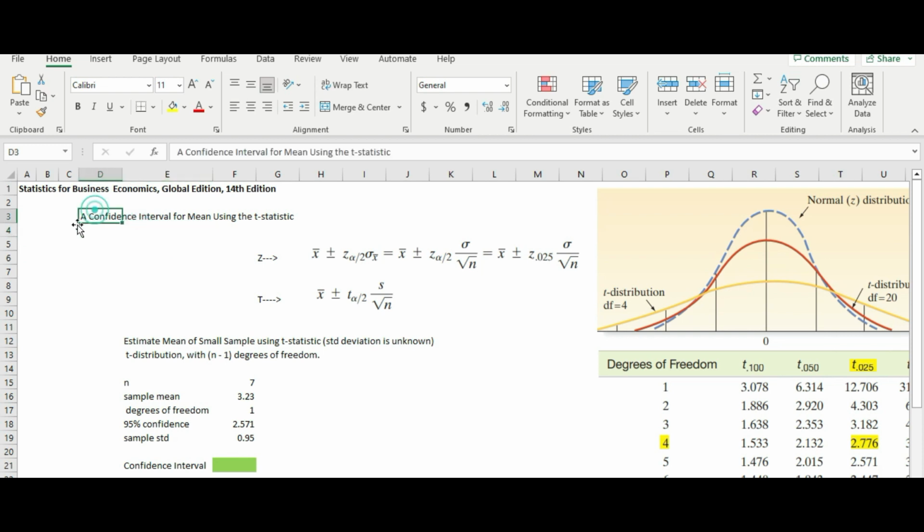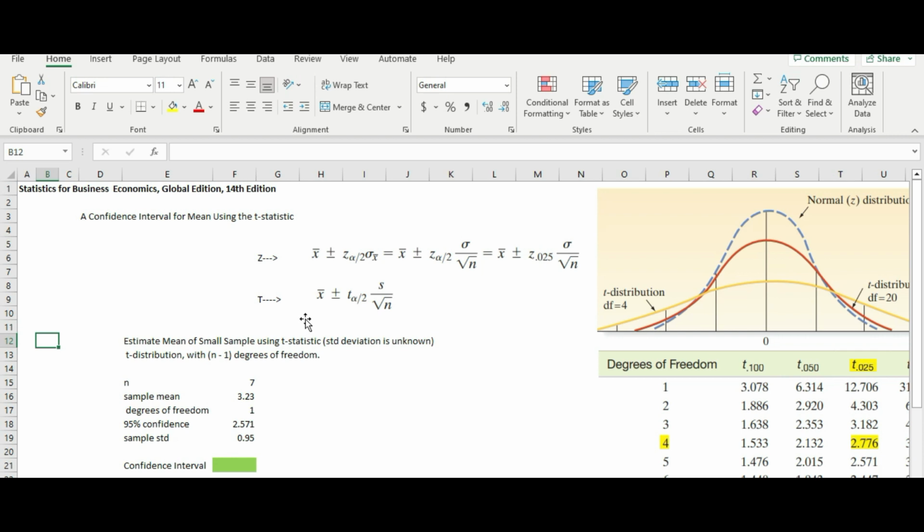Okay, good day. Today we will be learning about the confidence interval for the mean using the t-statistic. Again, this is our reference book, Statistics for Business and Economics, Global Edition, 14th edition.